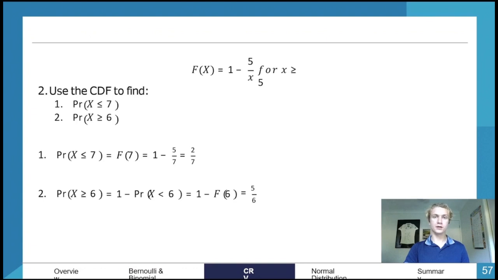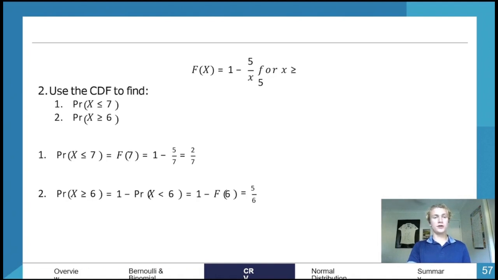Okay. Now we use the cumulative distribution function to find the probability that x is less or equal to 7. Remembering it doesn't matter if it's x is less than 7 or x is less or equal to 7, or even if it was x is greater than 7, we would do 1 minus that probability to calculate that. And that's what question 2 is doing as well.